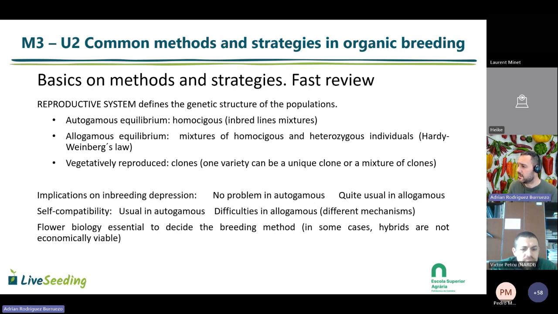strategies and knowledge. First of all, you must know that the reproductive system of the species you are working with is essential for breeding purposes because it defines and limits the genetic structure of the population you will be working with at the moment you are starting, because this population comes from landrace populations, traditional varieties from the past. It will also define how this genetic structure evolves during the breeding process, not only what you have at the beginning, but also how it evolves from the beginning to the end of the breeding process.